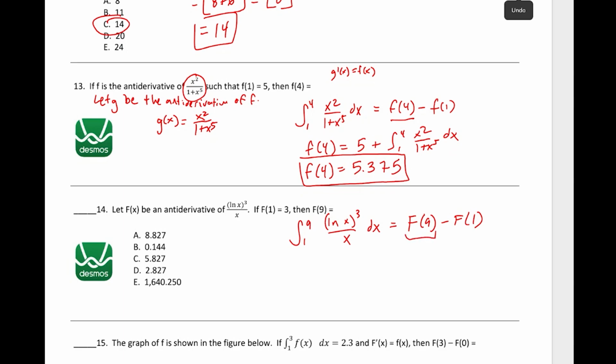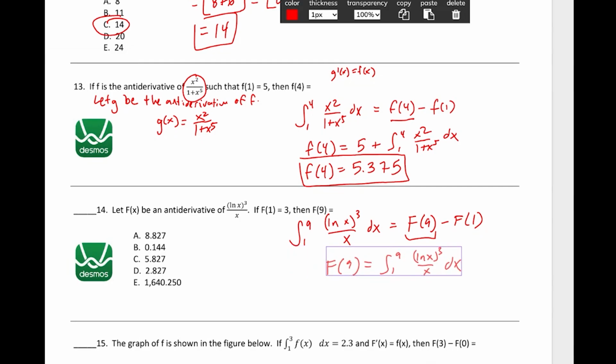So just like in the last problem and in several of the problems that we've seen so far on this assignment, we're going to isolate that by adding the f of 1 over to the other side. So f of 9 is equal to the integral from 1 to 9 of the natural log of x cubed over x dx plus that f of 1, which in this case is 3. And I think I'm going to add that 3 on the front end here so it doesn't look like it's part of the integral.